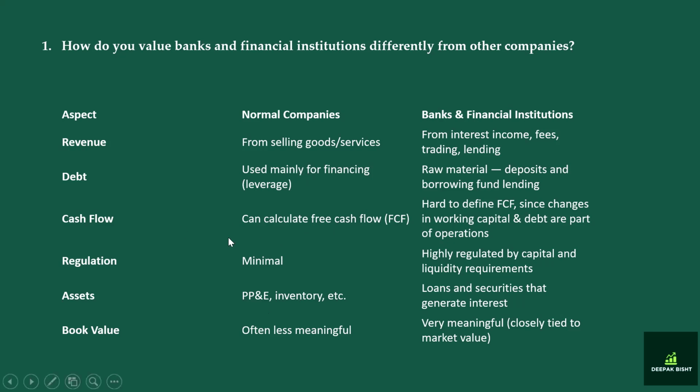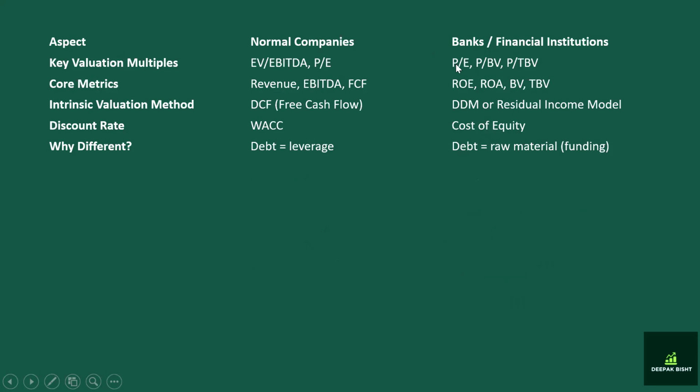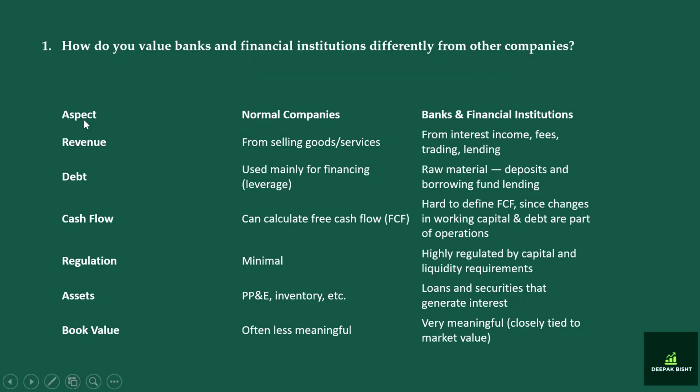So basically, valuing a bank requires a shift in mindset from focusing on cash flow and enterprise value to focusing on return on equity, book value, and dividends. So you use price to earnings, price to book value, and price to tangible book value multiples for comparables, and rely on the dividend discount or residual income model for intrinsic valuation. So let's discuss this aspect, normal companies, and revenue.